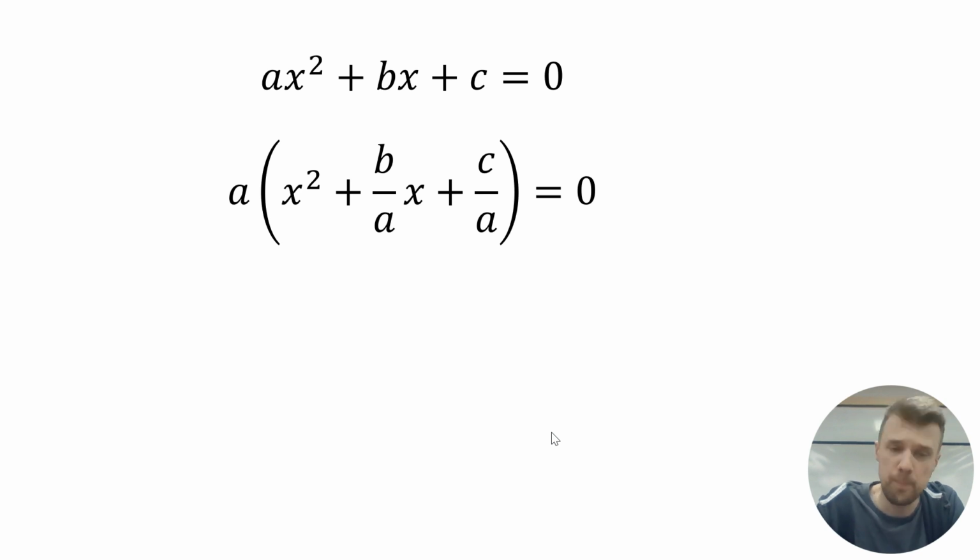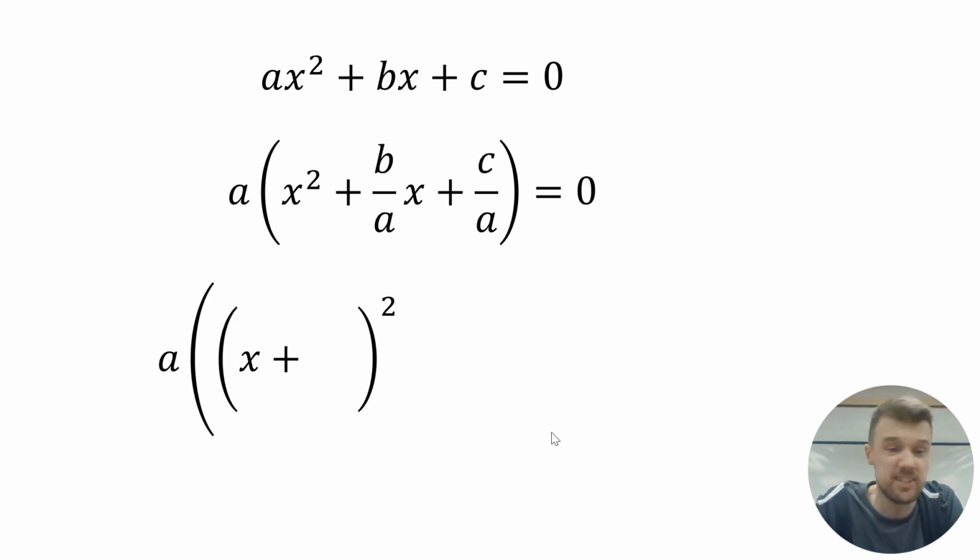Then we're going to complete the square, which, of course, is putting the x inside some brackets with a squared sign, and then what goes inside the brackets is what was the coefficient of x divided by 2.